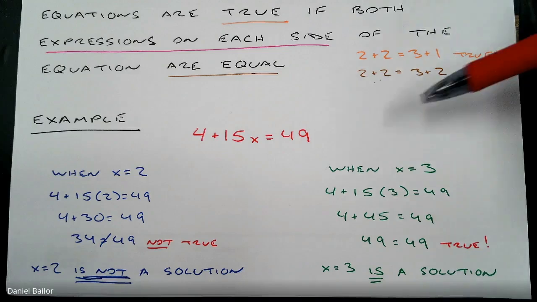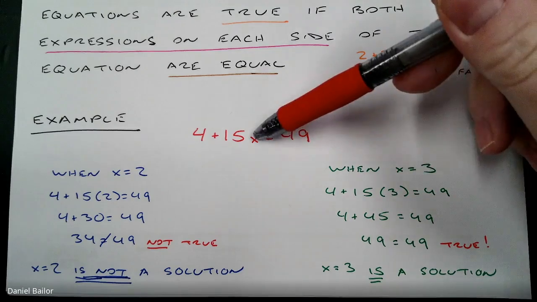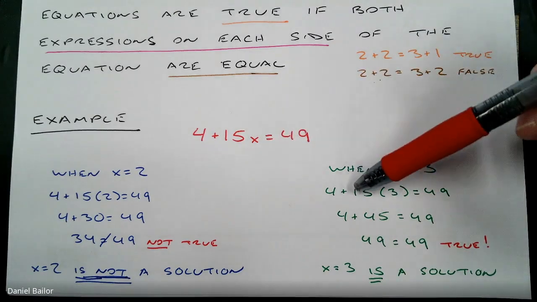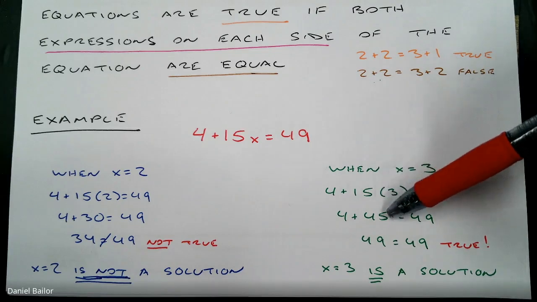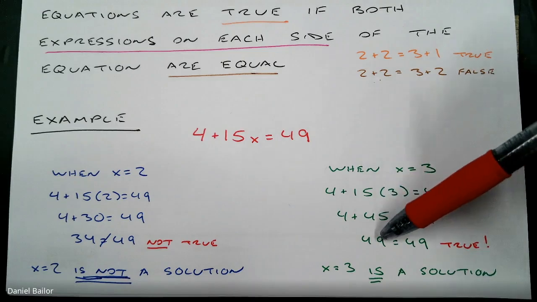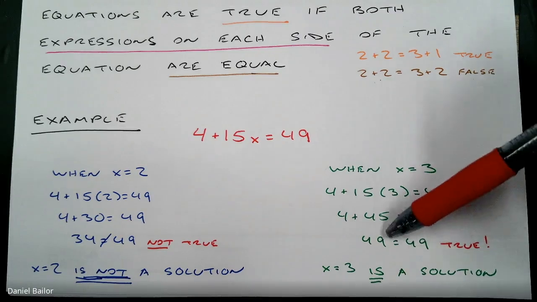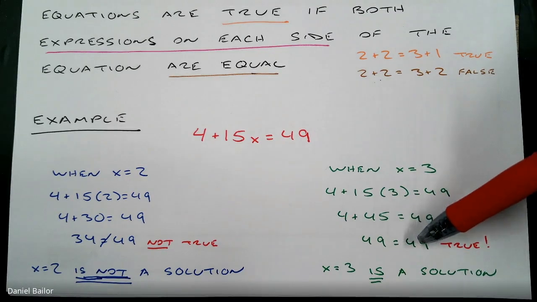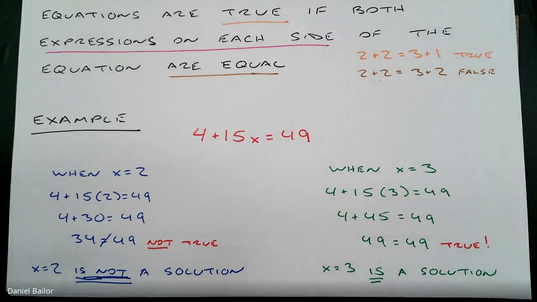But what happens when x equals 3? When x equals 3, we put 3 instead of x in the equation. We get 4 plus 15 times 3 equals 49. 15 times 3 is 45, so we get 4 plus 45 equals 49. We get 49 equals 49. That is true. 49 is 49. So x equals 3 is a solution.